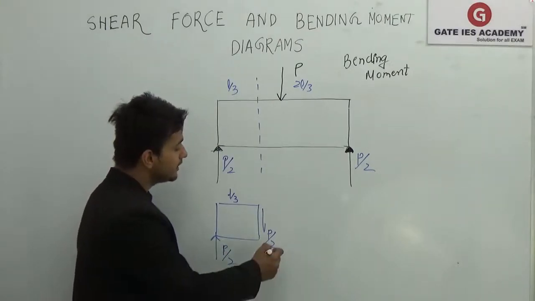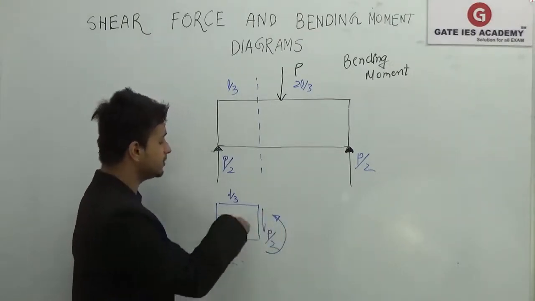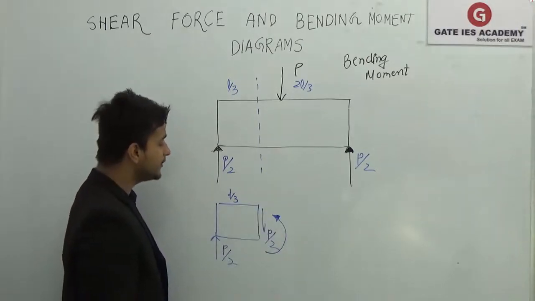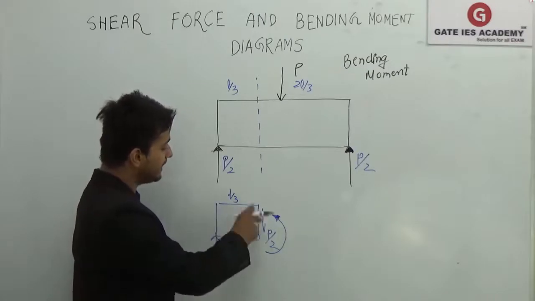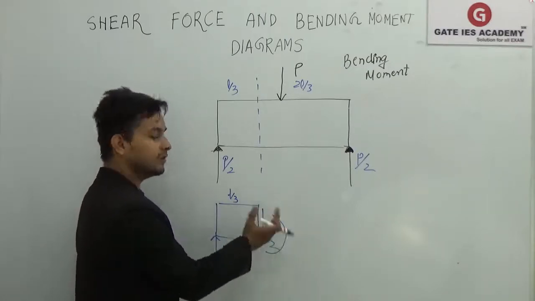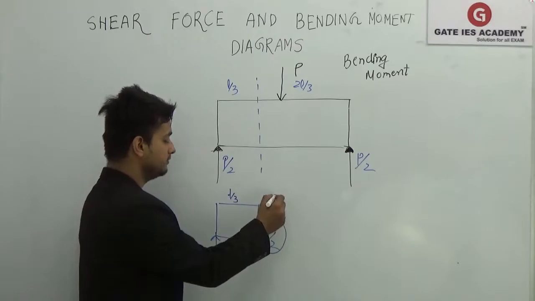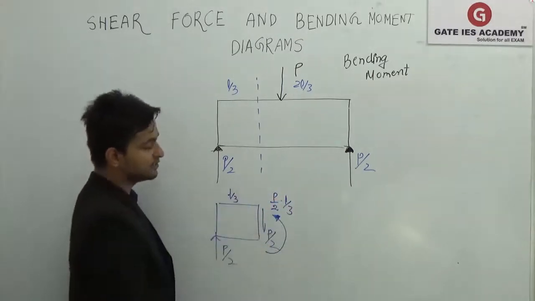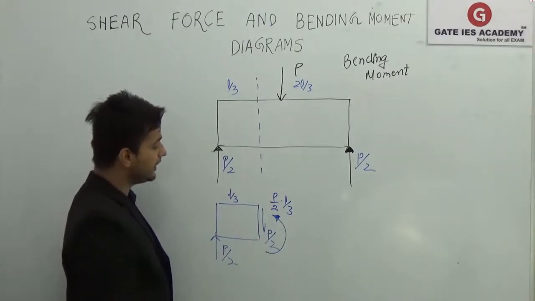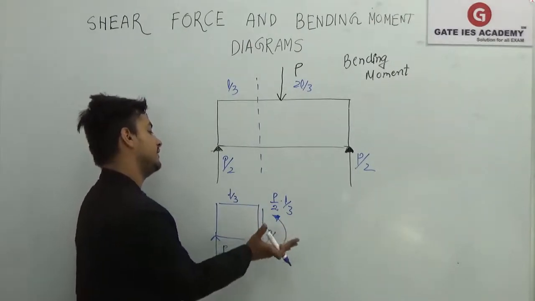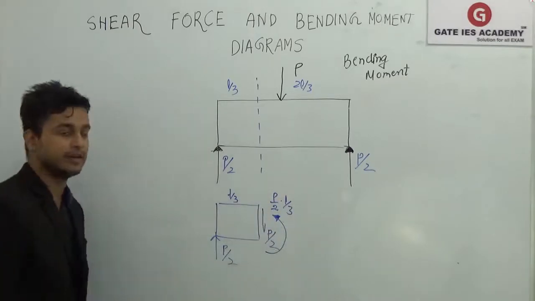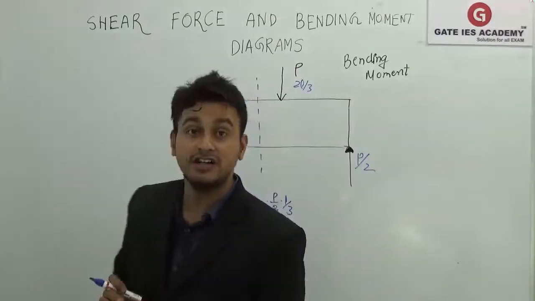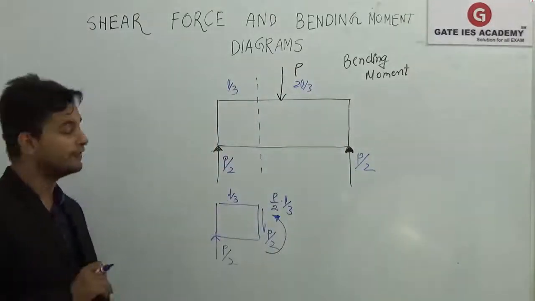What will be that moment? This moment is given in this direction. This is causing clockwise, so to balance it, there should be an anti-clockwise moment. The magnitude will be, see here, this is causing P by 2 into L by 3, so the opposite of that should be there. So that will be what? P by 2 into L by 3 only, but in the opposite direction. So what is it doing? This amount of moment is calculated in this particular direction. That is nothing but the bending moment, which is the internal force or the internal moment of the system.